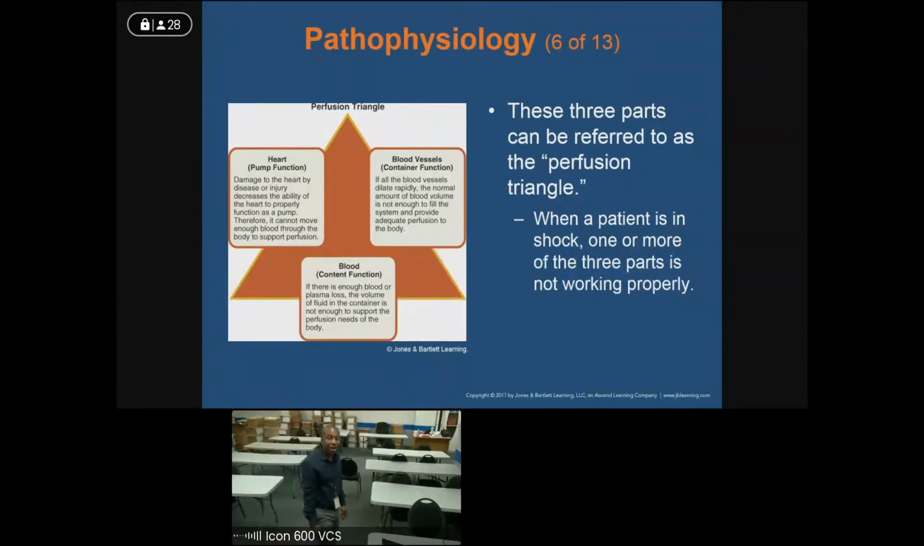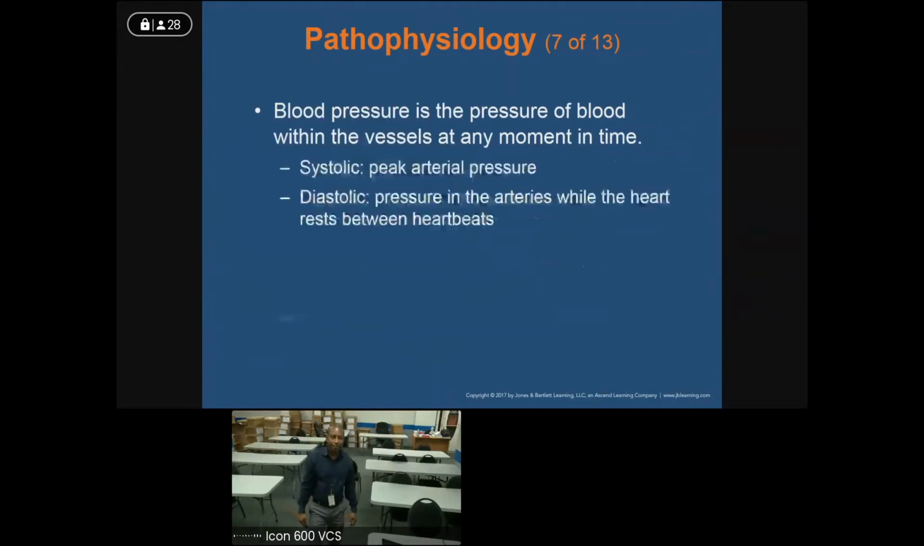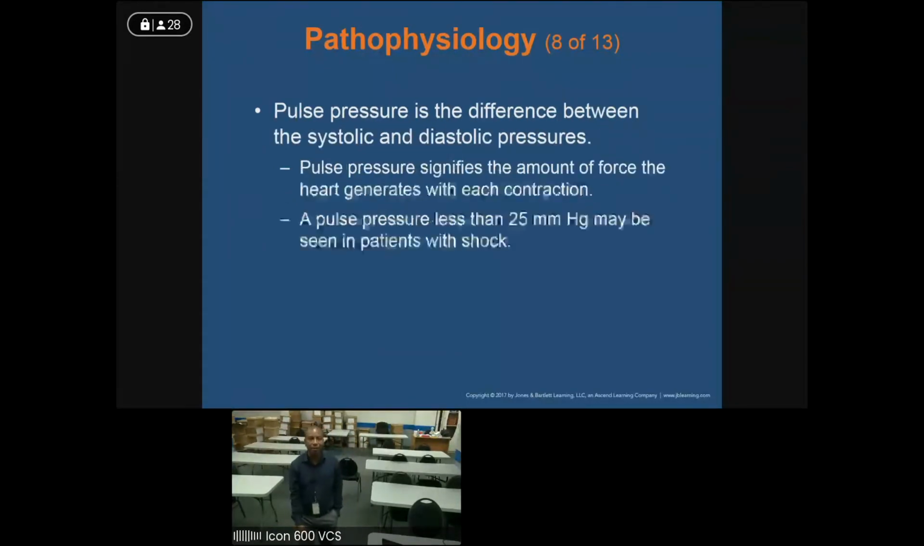When a patient is in shock, one or more of the three parts is not working properly. Right? The blood pressure is the pressure of blood within the vessels at any point in time. We know what is systolic, we know what is diastolic. We spoke about that. So the pulse pressure is the difference between the systolic and the diastolic pressures. Right? So the pulse pressure signifies the amount of force the heart generates with each contraction.